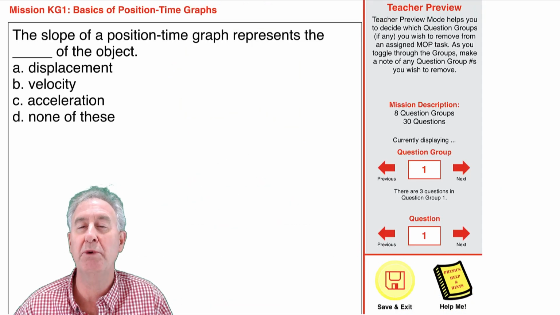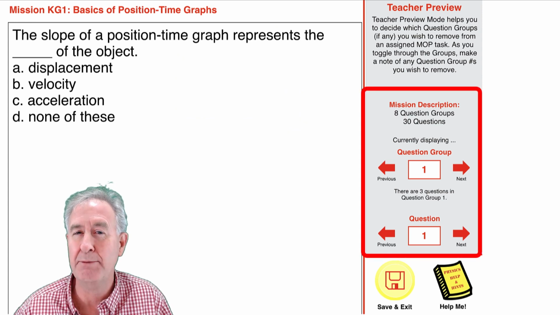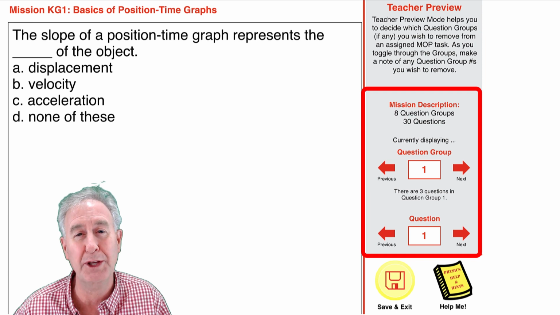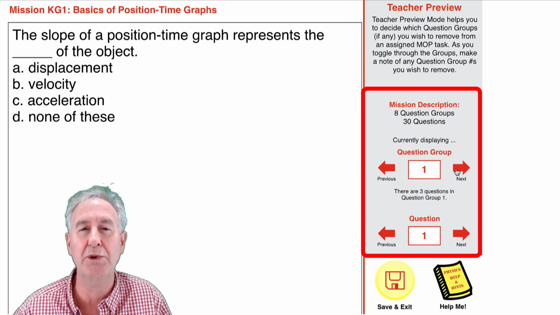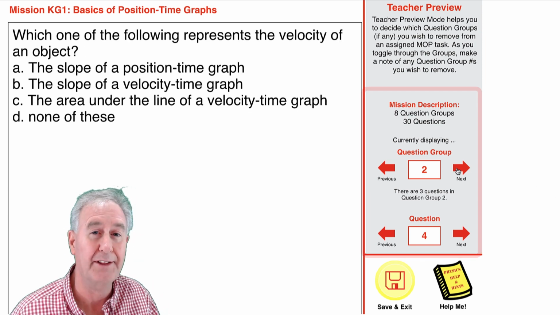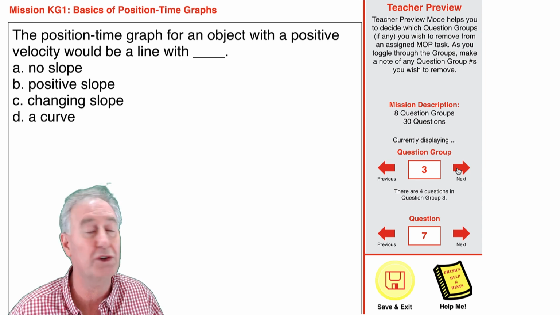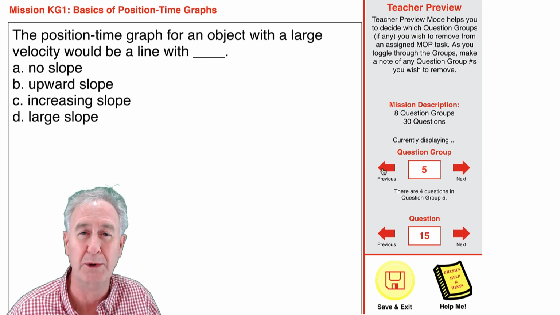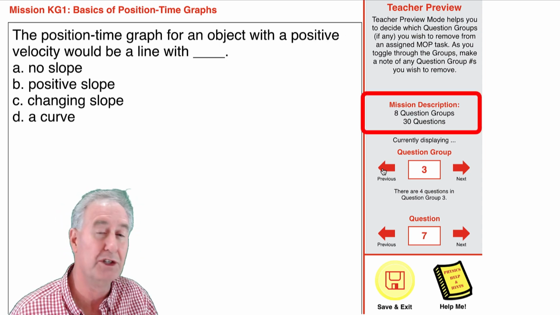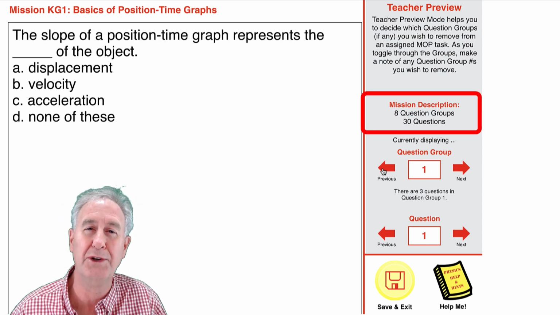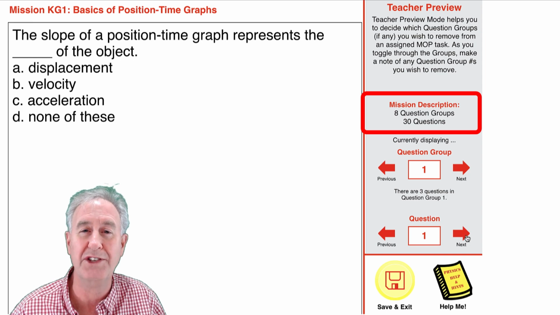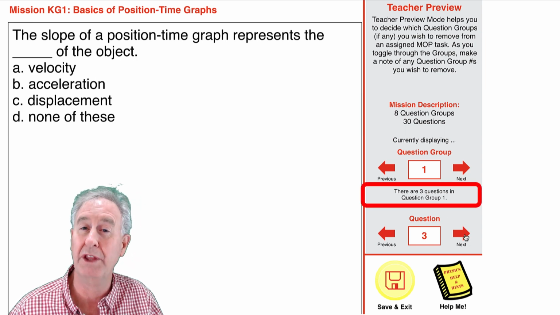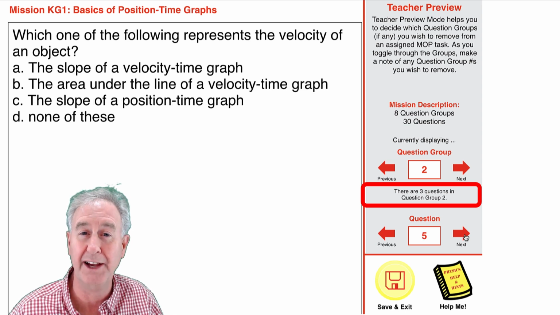The teacher preview mode opens, and on the right side of the mission, where you usually see the health bar and progress bar and answer input field, instead you will see the navigation panel. The navigation panel allows you to navigate from question to question and from question group to question group. Note that the MOP mission is described in terms of the number of question groups and the total number of questions. Also note that for each question group, the number of questions within the question group is defined.